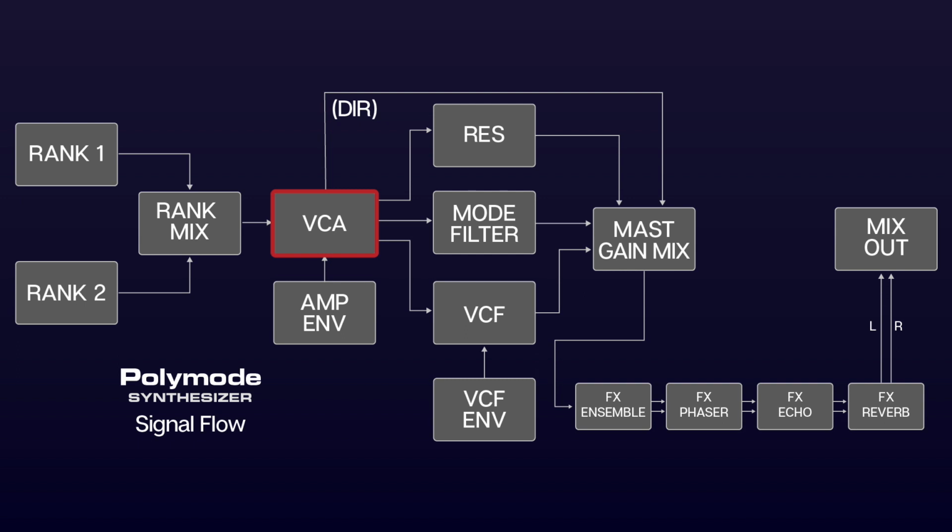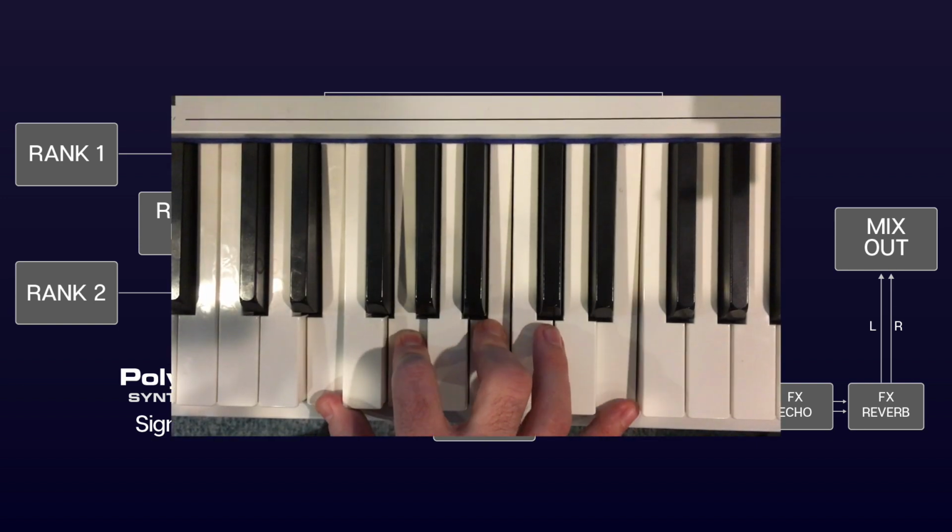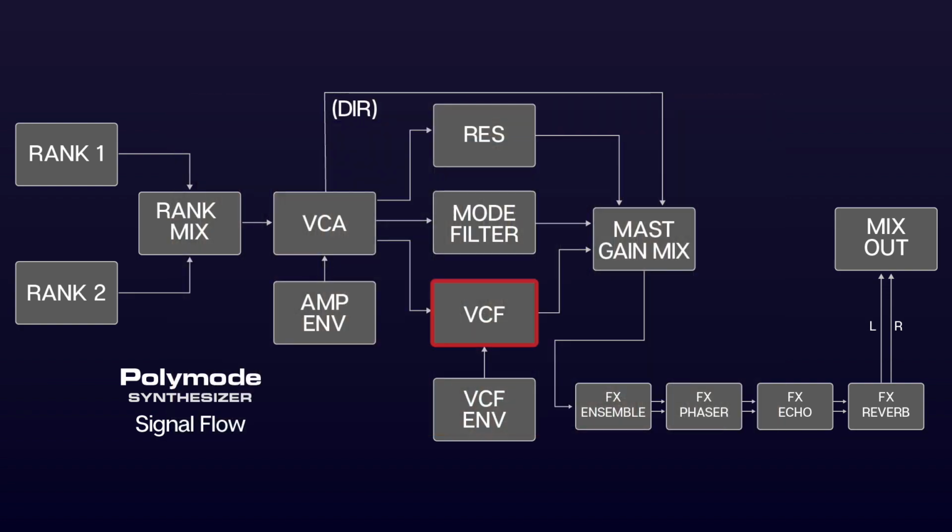One important thing to know is that the amplitude envelope is polyphonic. In other words, each note played will cycle through its own attack, decay, and sustain stages. Conversely, the VCF and its associated envelope generator are paraphonic. In other words, there's just one VCF and VCF envelope generator for the entire instrument.